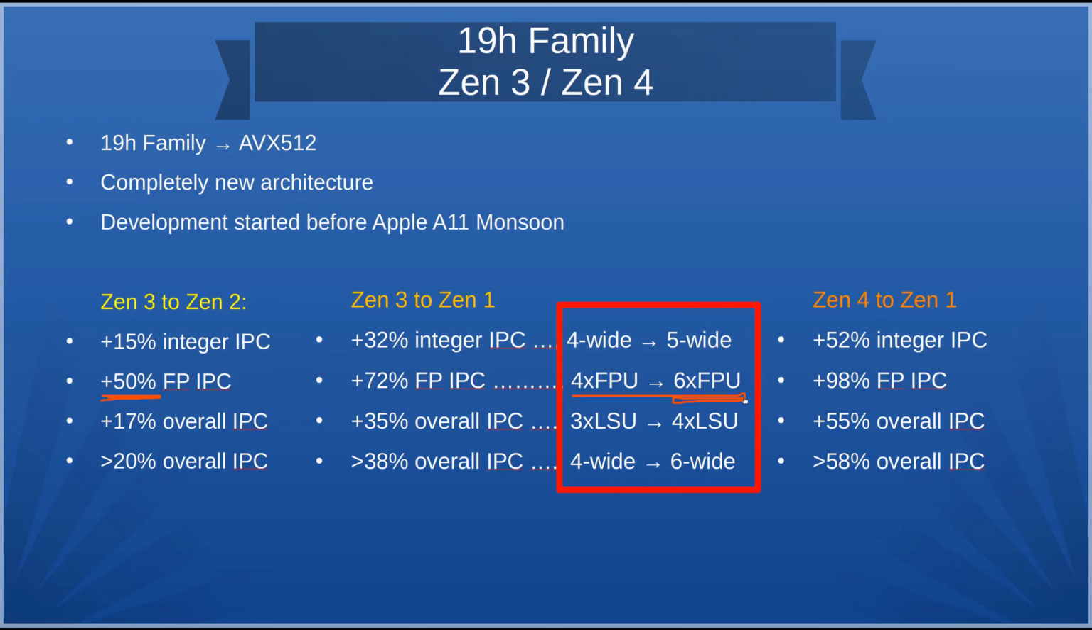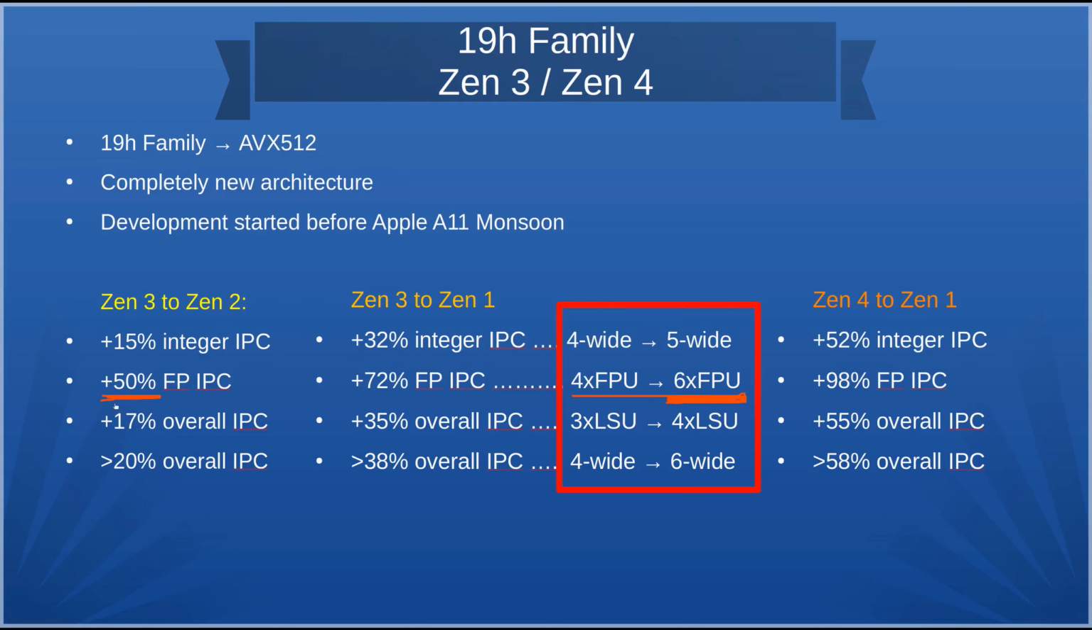It will have 6 floating point units. This is a really huge jump, and my suggestion is it's only 256-bit wide, because on 7 nanometer there is probably not enough die space to make it 512 wide. But again, it's way enough against Intel, so it will be really a beast.